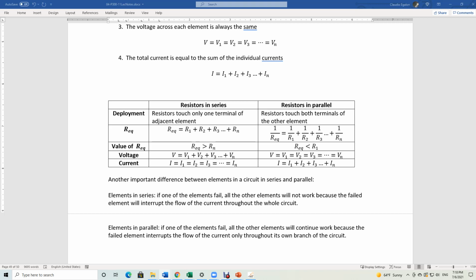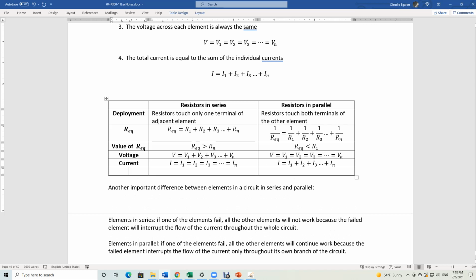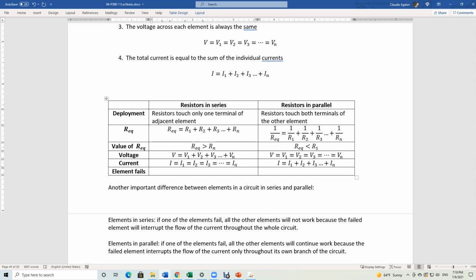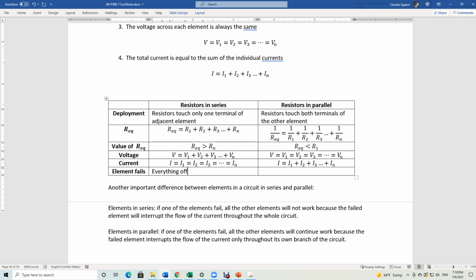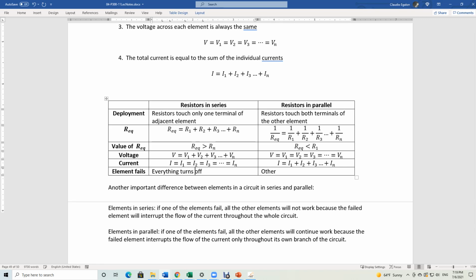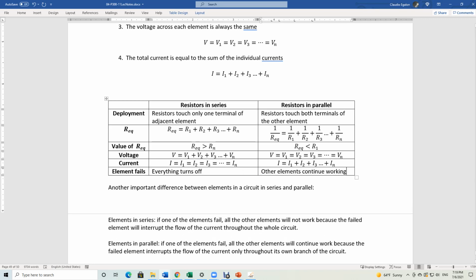Okay, resistors in series. We're going to put another row here. Element fell. Everything turns off. Other elements continue working. Okay. So think about that. That's very important.